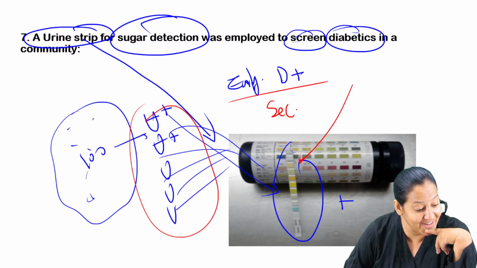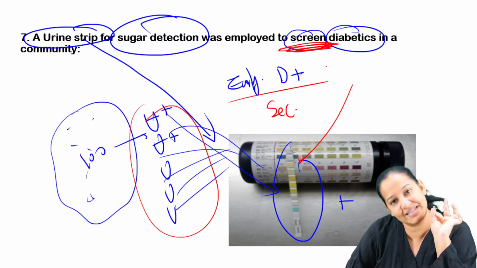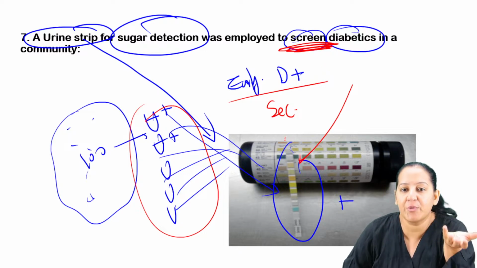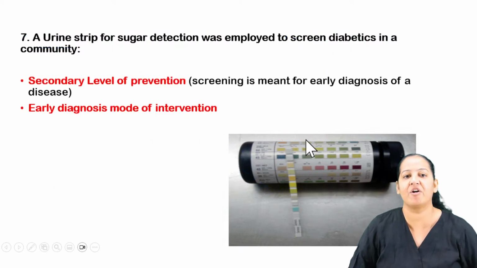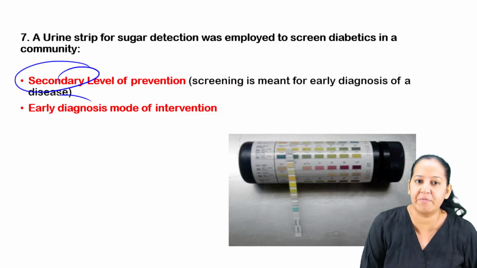So we are doing secondary level of prevention. All screening tests come under secondary level of prevention. It's secondary level of prevention, number 1. And we are doing the diagnosis, not the treatment. So secondary level of prevention has 2 options: diagnosis and treatment. We are doing diagnosis here. So secondary level of prevention and diagnosis. So please learn 2 things by heart.